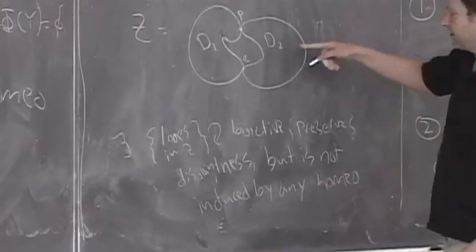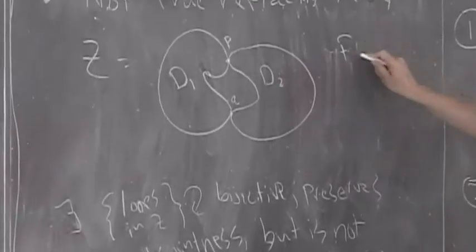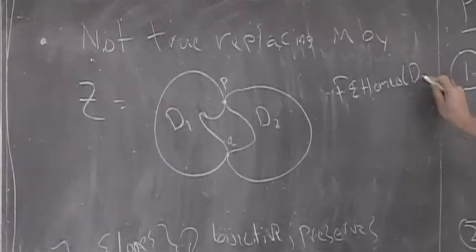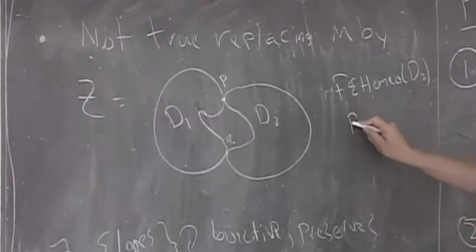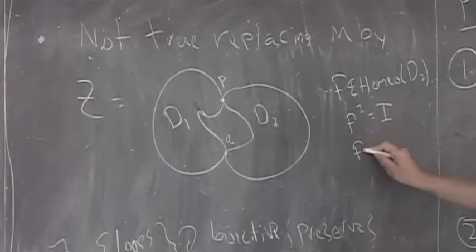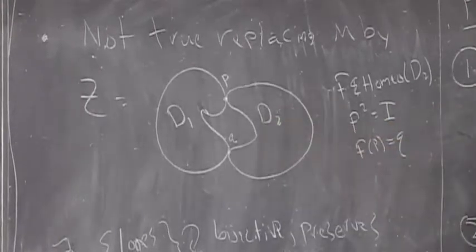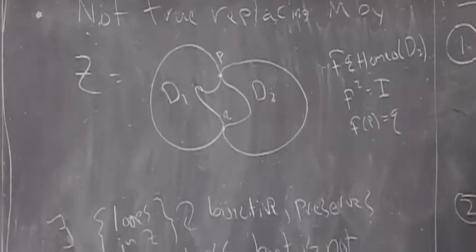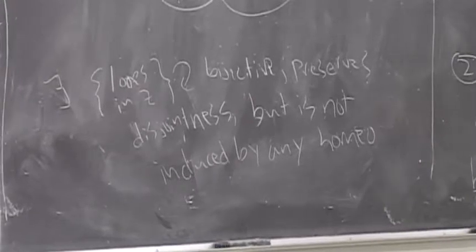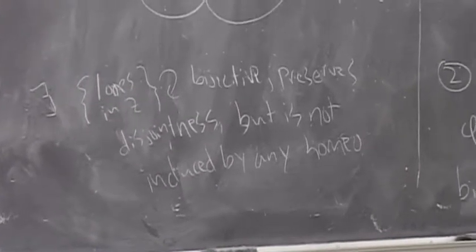What you do is you take something that flips D2. Take a homeomorphism F of the second disk that squares to the identity and that flips P and Q. So this flips this. I claim this map gives me a natural bijection between the set of loops. Why? Because, look, if you're a loop, there's three possibilities.